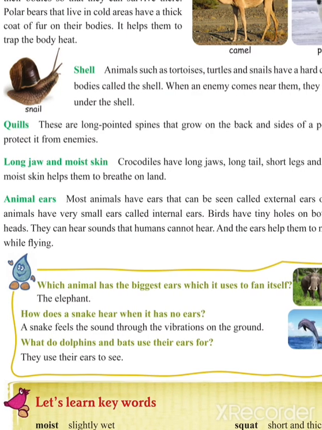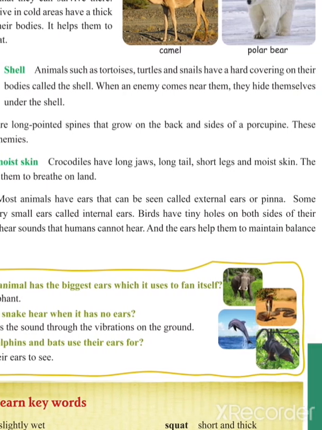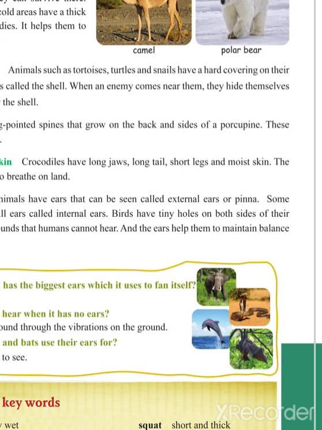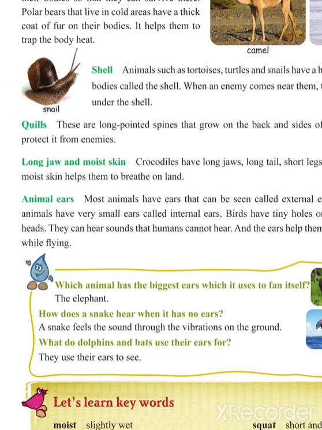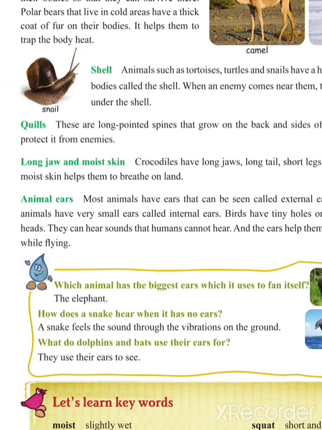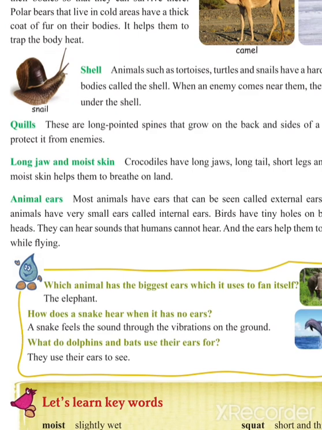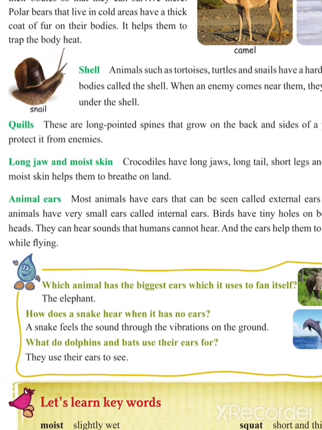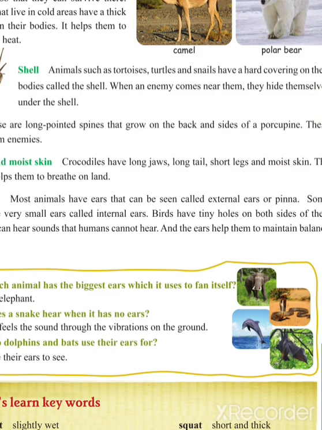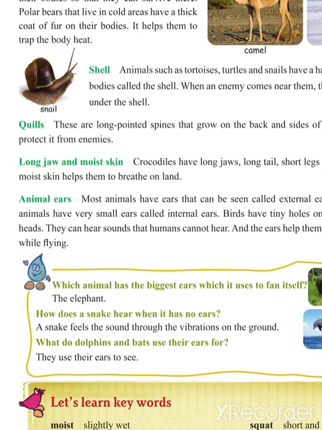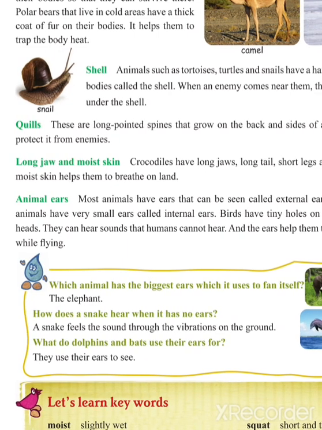Quills. These are the long pointed spines that grow on the back of the side of porcupine. Porcupine is a small animal which has small pointed spines which protect them from the enemy. Next is long jaws and moist skin. Crocodile has long jaws, long tail, short legs, and moist skin. The skin of the crocodile helps them to breathe on the land.